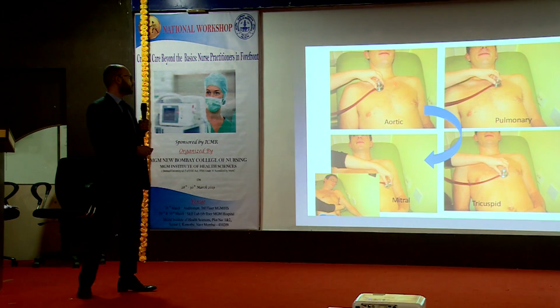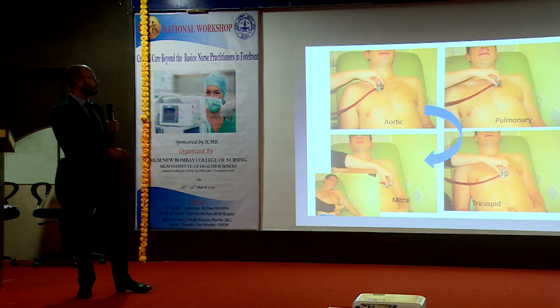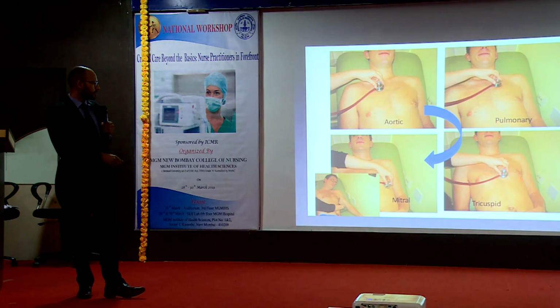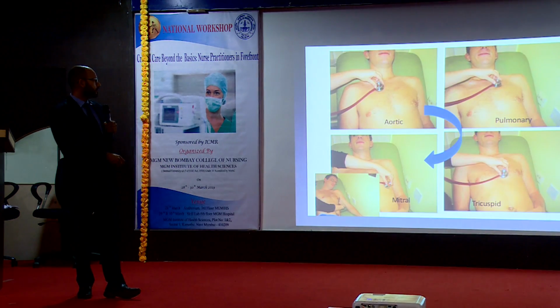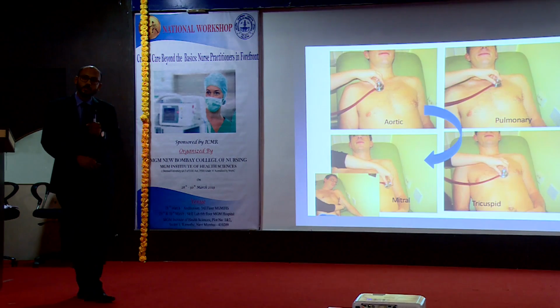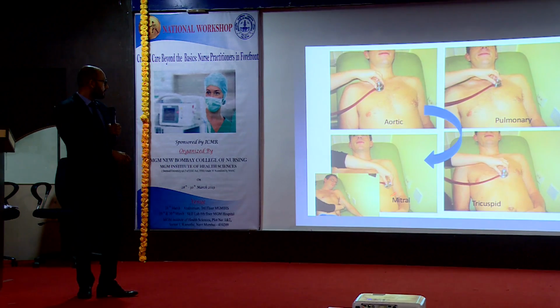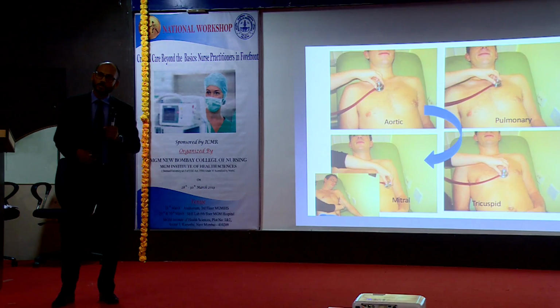Again, just a pictorial view: aortic area auscultation, pulmonary on the left side, tricuspid at the 4th or 5th intercostal space beside the sternum, and the mitral area on the 5th intercostal space near the nipple over there. With the mitral area, the other thing is to ask the patient to lean to the left. Okay, you'll hear sounds better.